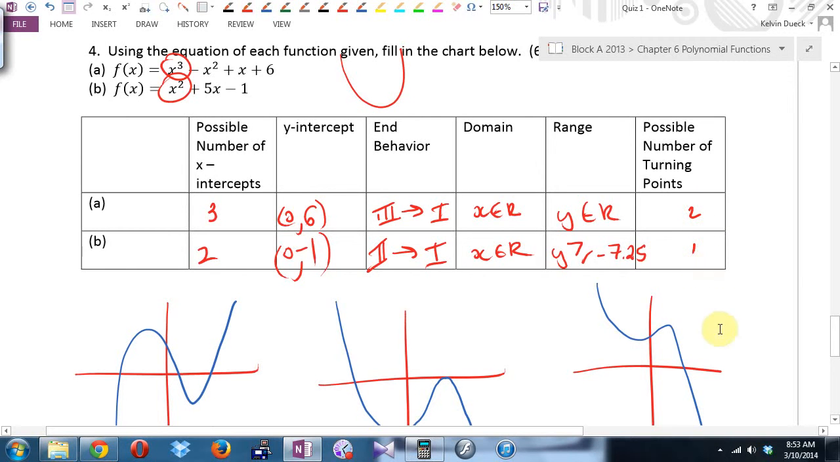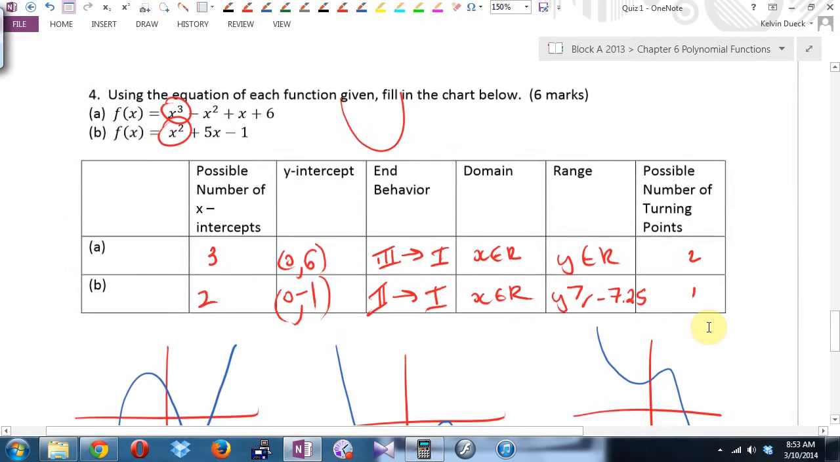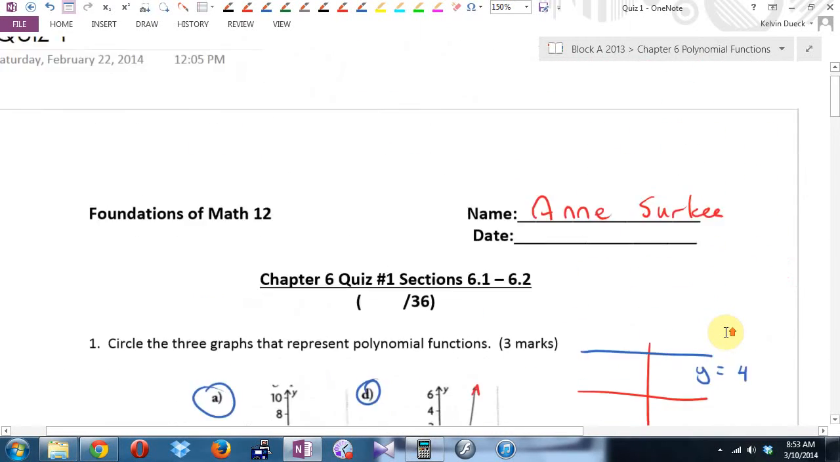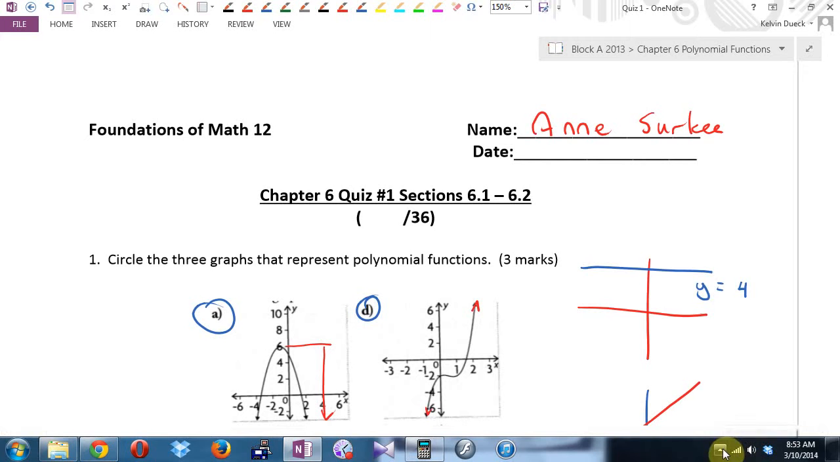So a half mark for each of those out of 6. Give yourself a clear score out of 36, please.